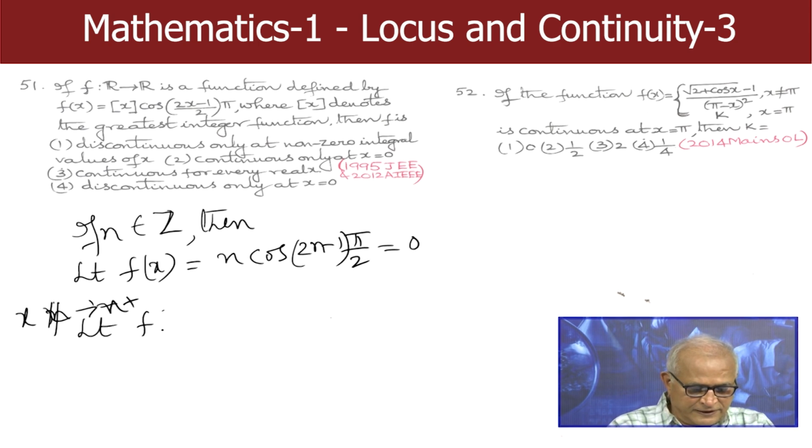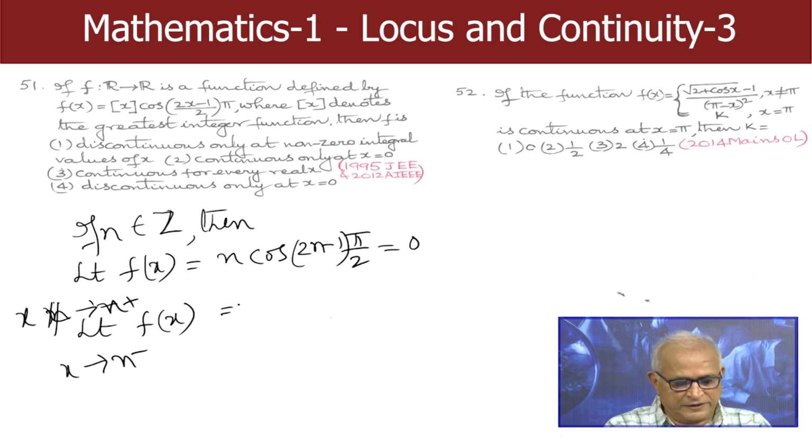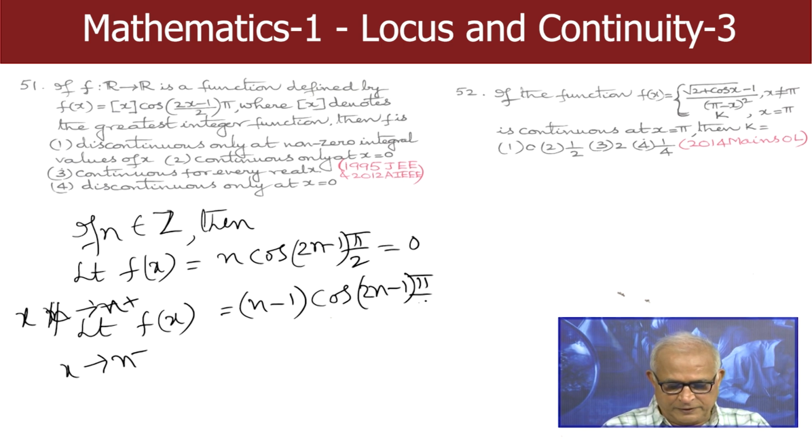Limit of f(x) as x tends to n from the left. If n is an integer, the right limit at the integer point is 0; now the left limit. When x approaches n from the left, bracket x remains a constant in a small left neighborhood of n, the open interval n minus 1, n, that is n minus 1, into cos. Because of the continuity, the second factor has a limit, which is cos of 2n minus 1 into pi by 2. Because the second factor is 0, this is once again 0. Therefore, the limit of f(x) as x tends to n is 0.